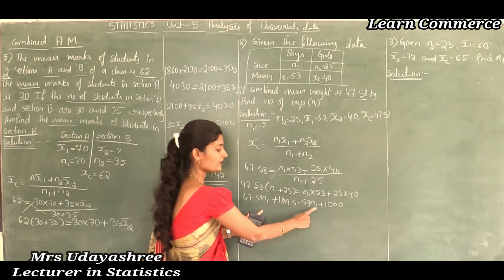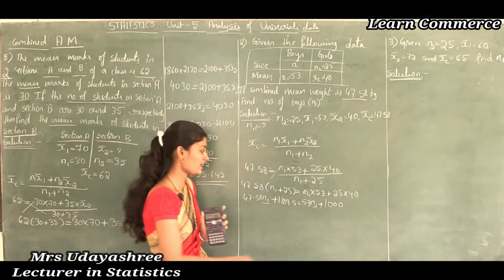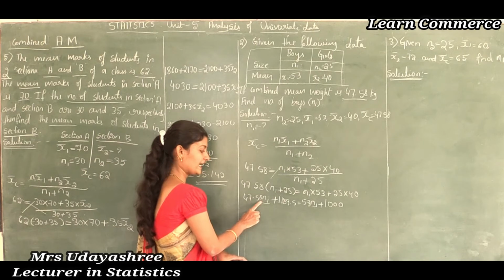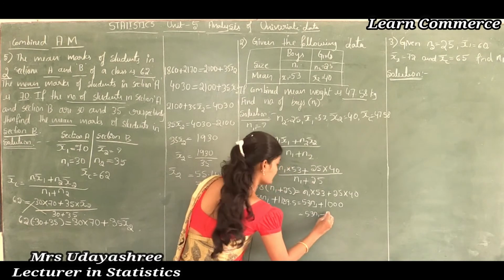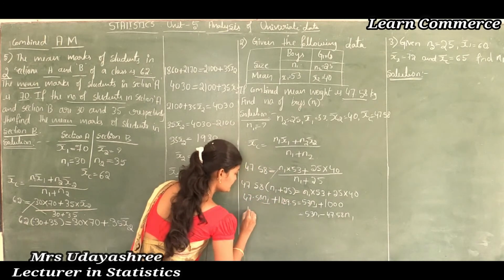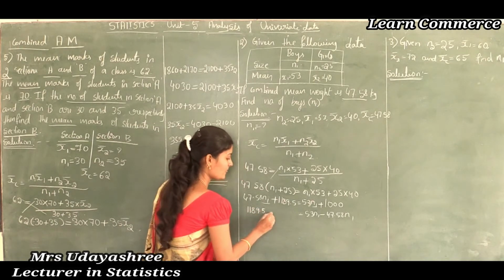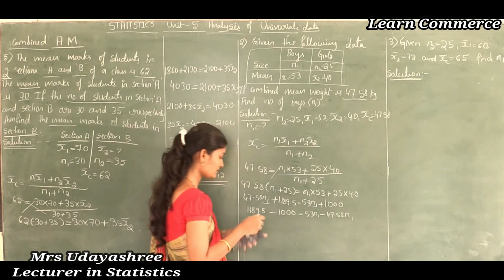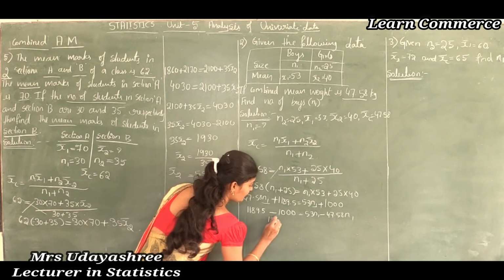Now I will bring similar terms together. See here N1 is there, and here also N1 is there. These two are similar terms, so I will write them together. Therefore, I will bring 47.58 N1 to the right hand side, that is 53 N1 minus 47.58 N1. Now 1189.5 is remaining, and this 1000 I will bring to the left hand side. So 1189.5 minus 1000 is 189.5.